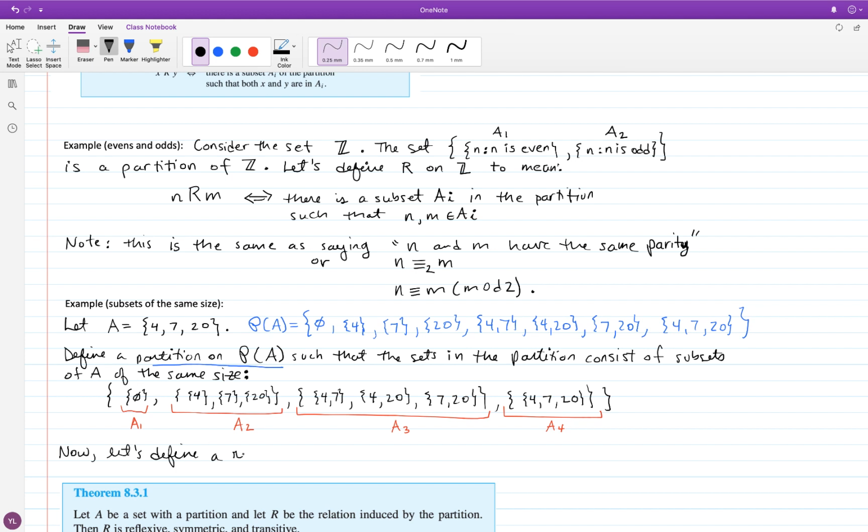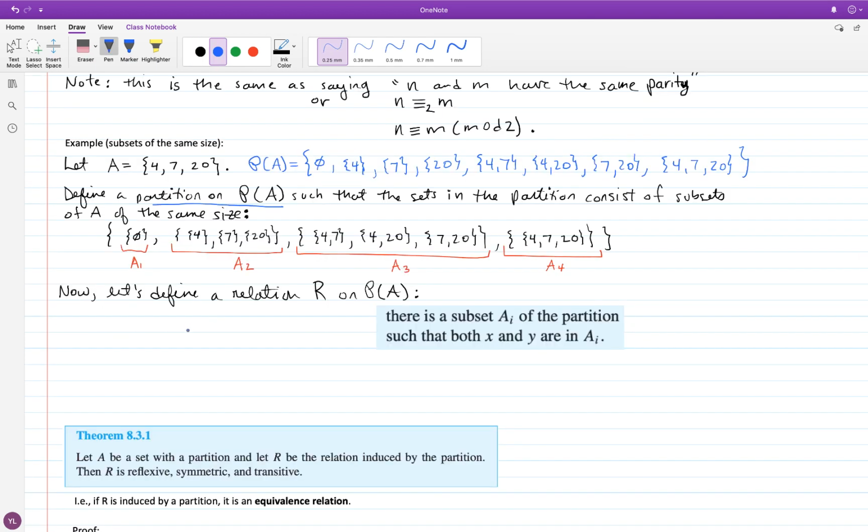So we're going to define a relation R on the power set of A to mean that given any two subsets of A, or any two elements of the power set, they're related to each other. So let's say B is related to C if there is a member of the partition that they are both inside. That would mean that B has the same size as C.